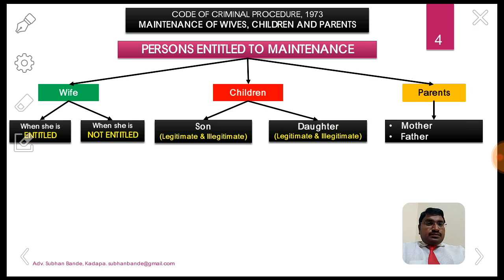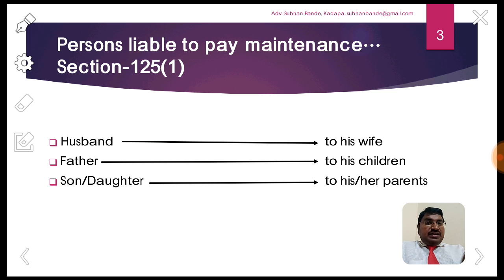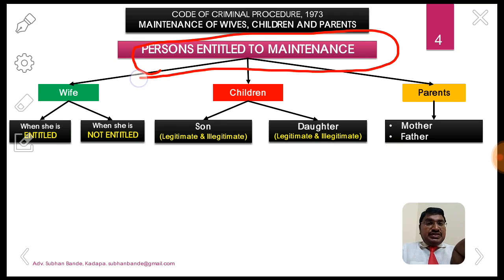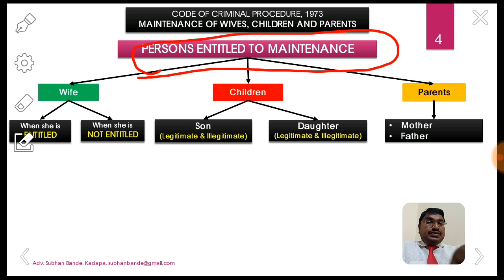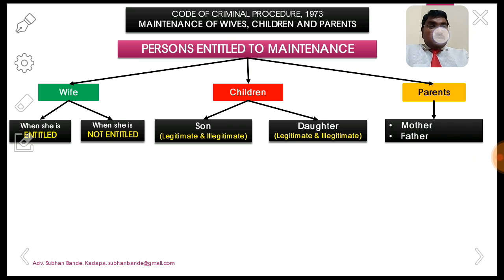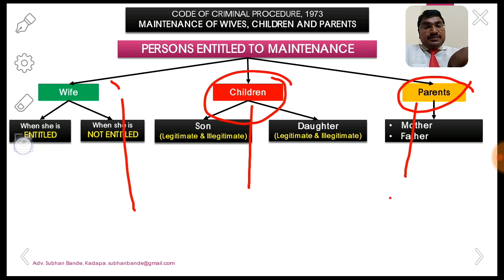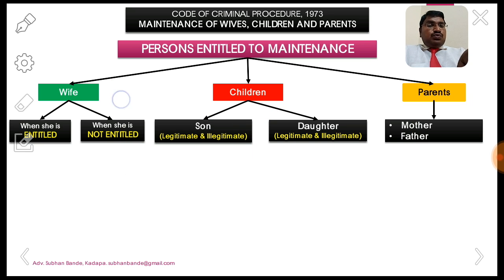Next, persons entitled to maintenance. In the previous slide, we discussed the persons liable to pay the maintenance. In this slide, we are going to discuss the provisions related to persons entitled to maintenance. Just now we discussed that wife, children and parents have a right to entitle the maintenance from the husband, from the father, from the son or daughter respectively. These three categories of persons, wife, children and parents, have a right to entitle the maintenance.